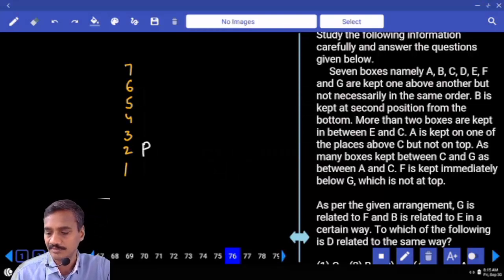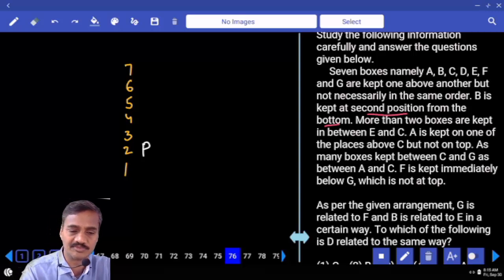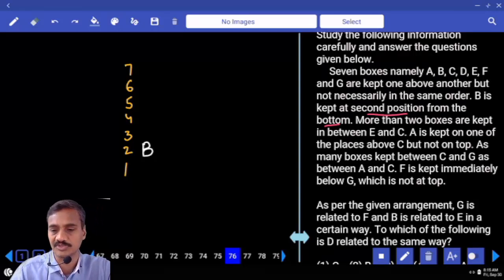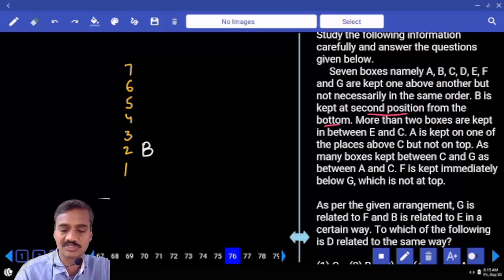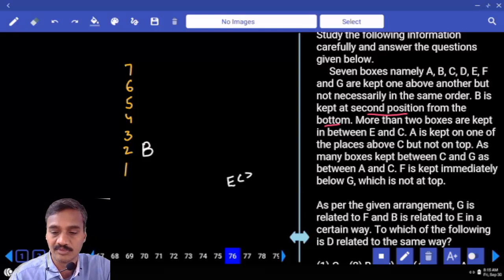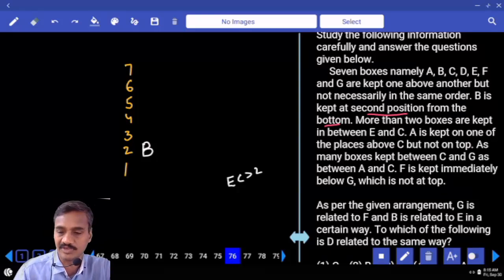And next one, B is kept at the second position from the bottom. Now B is here, second position from the bottom. More than 2 boxes between E and C. Now between E and C, how many boxes? More than 2. More than 2 means 3, 4, 5, 6 and so on. Clear? Between E and C, there must be more than 2 boxes.